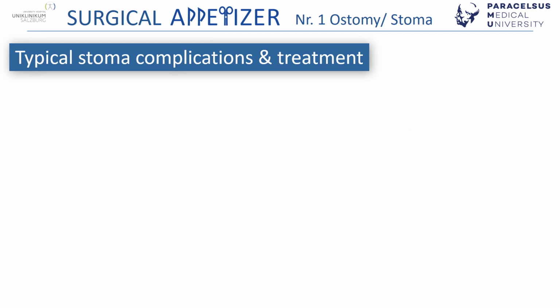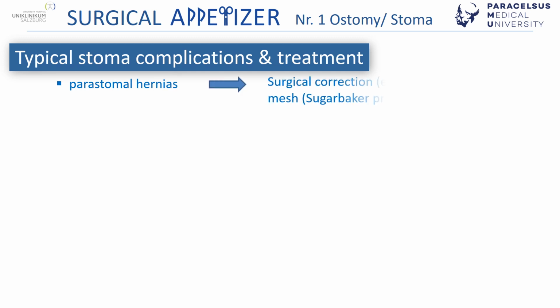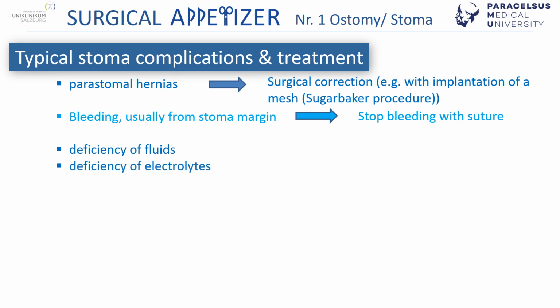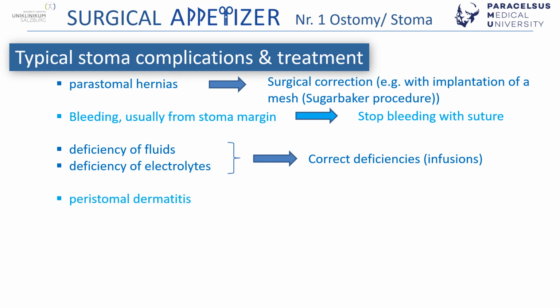Let's have a quick look at typical stoma complications and their treatment. First, there are the parastomal hernias, which may require surgical correction, e.g. by implantation of a mesh, the so-called sugarbaker procedure. A more typical complication immediately after stoma placement are bleedings, which are usually from the stoma margin. You should have a very close look and identify the site of bleeding, and you can easily stop that with some sutures. Then the deficiency of fluids and electrolytes may require infusions and correction of these deficiencies.